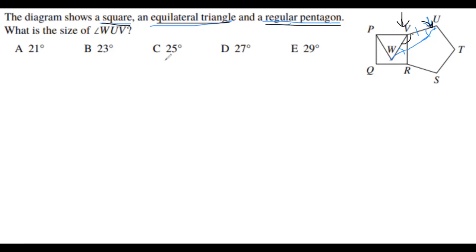All right, let's go through this step by step again. First, what is the angle measurement of this equilateral triangle PVW? What's this angle, right here in red? Right, it's 60 degrees. All right, what's the pentagon angle right here, RVU? What's this angle? It's 108.